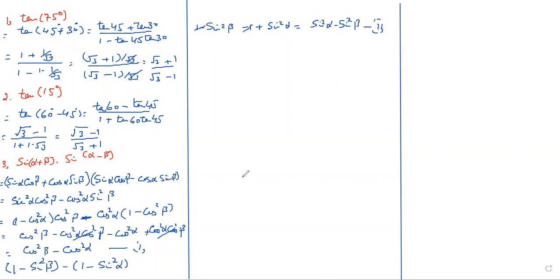So now number 4. Show that cosine 11 plus sine 11 divided by cosine 11 minus sine 11 degrees equals tangent 56 degrees.